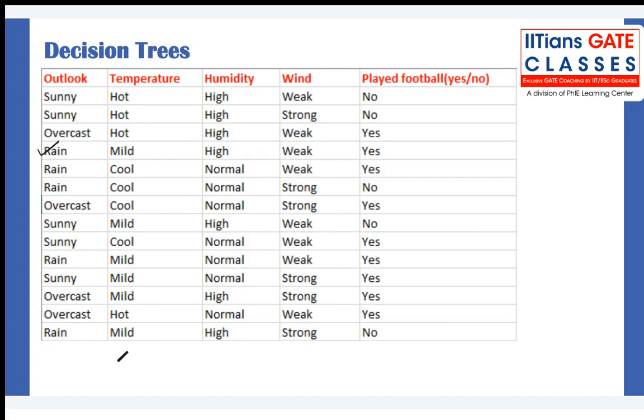Okay, so we'll look into this data set. This data set consists of four features: outlook, temperature, humidity, and wind. And it's historical data. So considering these features, whether the person played football or not, yes or no, that is our target variable. The target variable is a binary classification problem. It's a two-class problem, and we will try to draw the decision tree for this data set.